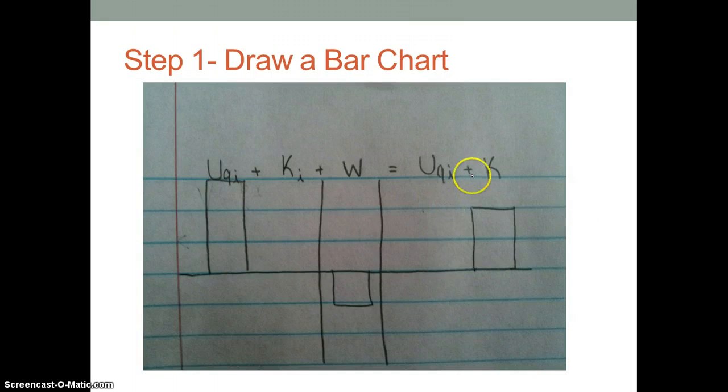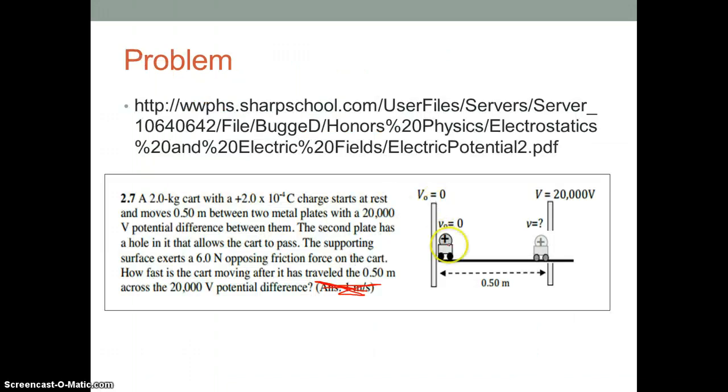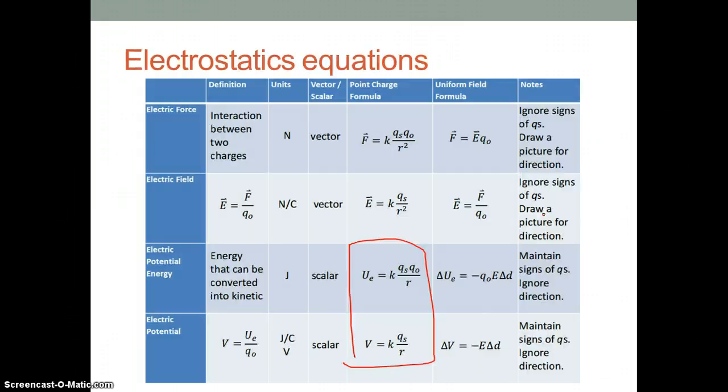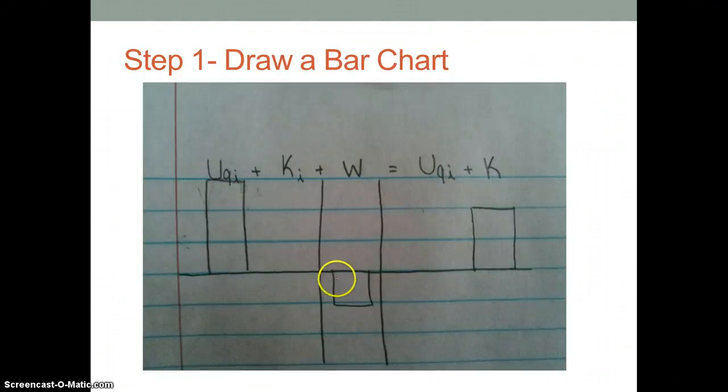So the first thing that I did was I drew a bar chart. You start out with a lot of electric potential energy, as you see here, because of the voltage difference. So that's important to note. If you have a difference in potential, then you'll have a lot of electric potential energy. Then, instead of using internal energy, I put the friction as negative work done on it. And then finally, the remaining would go to kinetic energy.